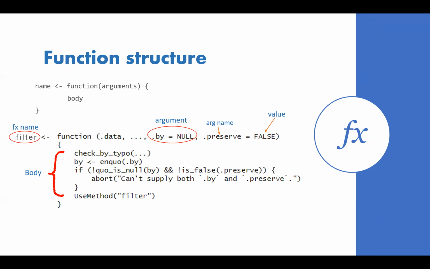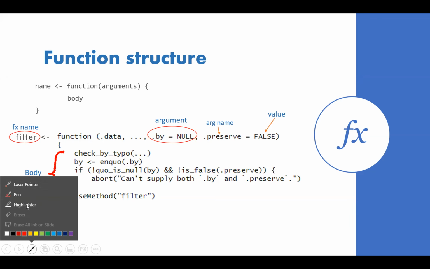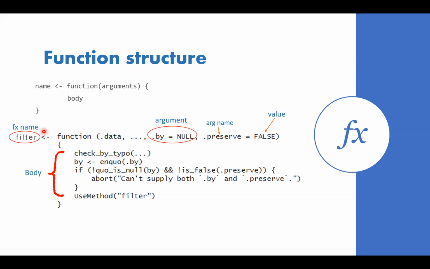That comes with the GRA package, to understand this a bit better. So the function name is dplayer. That's the function there. Then the function has these arguments, a couple of them. So we just look at this. It's an argument that has two parts, the argument name and the value for the argument. So for instance, the dot by here has a value of null, and the dot preserve has a value of false. And then this is the body of your function that specifically does the task.